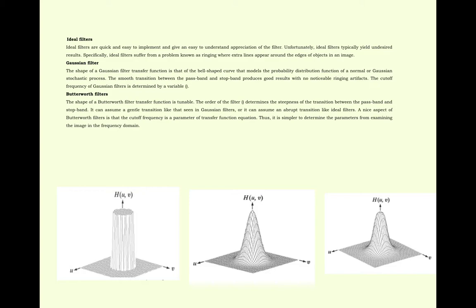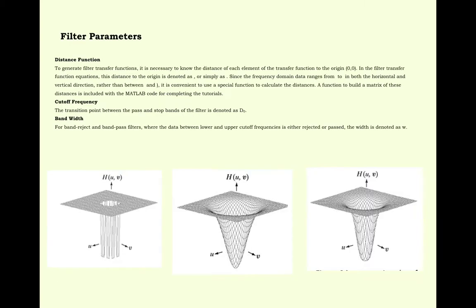The pictures below show, on the left, the ideal filter, in the middle the Gaussian filter, and the last one the Butterworth filter. Basically, these are low pass filters. Filter parameters are distance function, cutoff frequency and bandwidth. These are the parameters which govern the shape or characteristics of the filters.